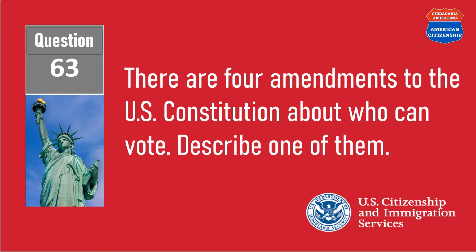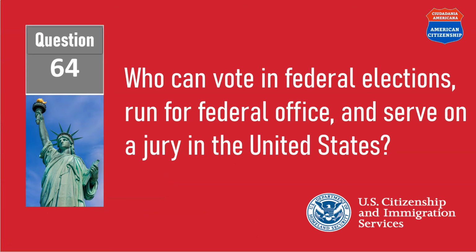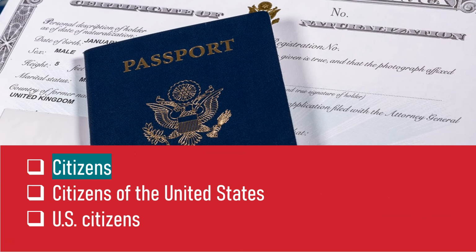There are 4 amendments to the U.S. Constitution about who can vote. Describe one of them. Any citizen can vote. Who can vote in federal elections, run for federal office, and serve on a jury in the United States? Citizens.